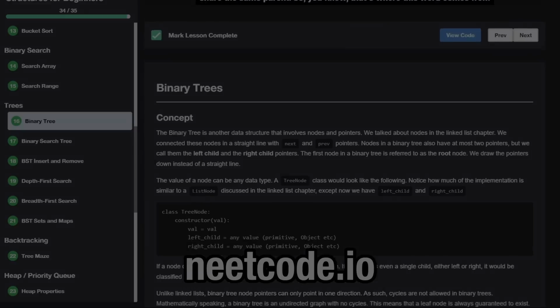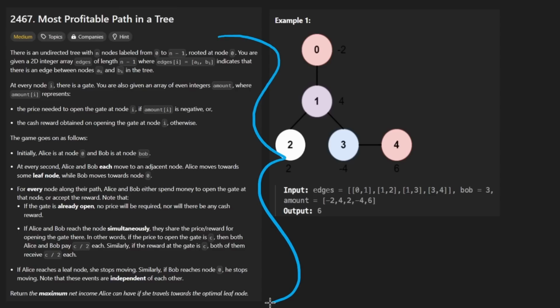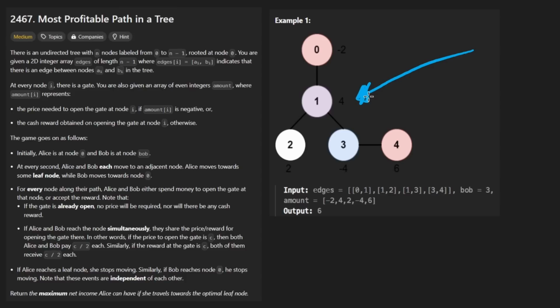So today let's solve the problem, most profitable path in a tree. And as long as the problem description is, the solution is going to be even longer. It's tricky to come up with. I'm not going to lie, coming up with the solution to this problem is a little tricky, but it's very interesting. It's very useful. I think you'll learn a lot from that part of this problem.